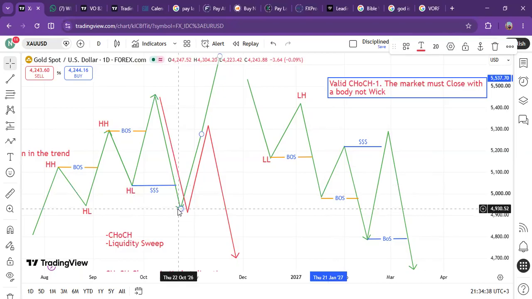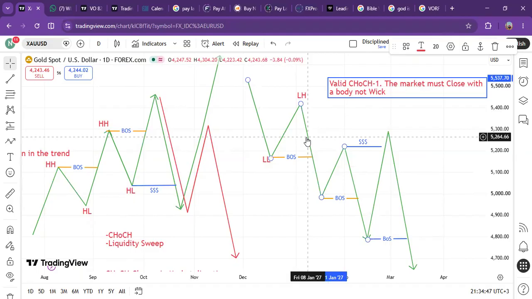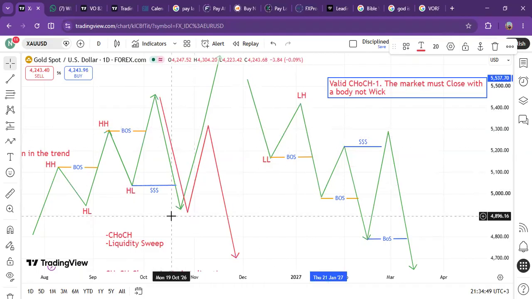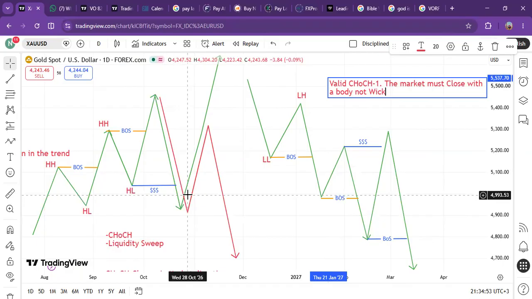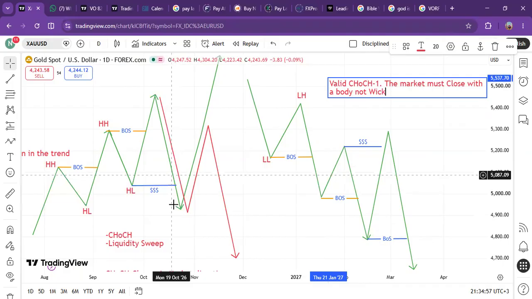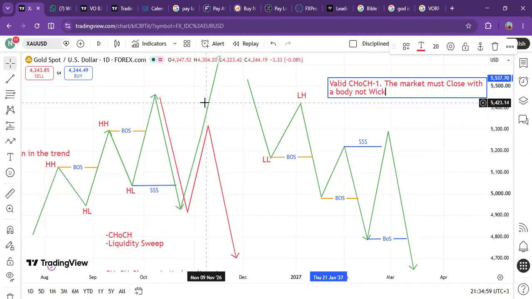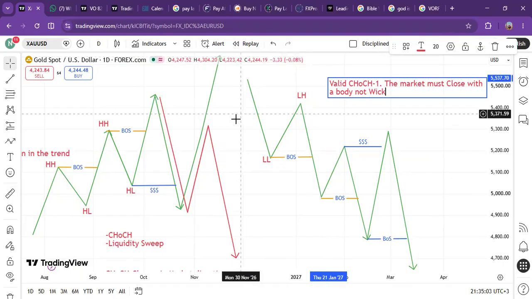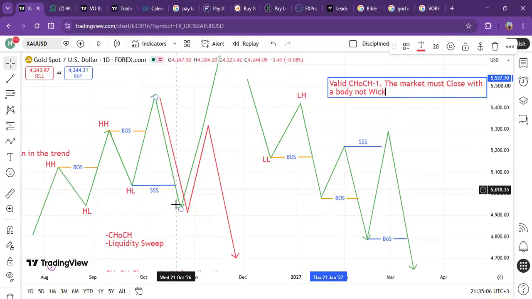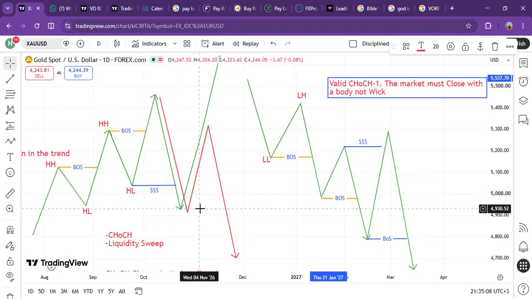That's not a change of character, but a liquidity sweep also. Okay, there is the difference. If you spot a wick, it's a liquidity grab. For a liquidity grab, you need the market to snap and close immediately above with a body, then continue up. For a liquidity sweep, you need bodies.